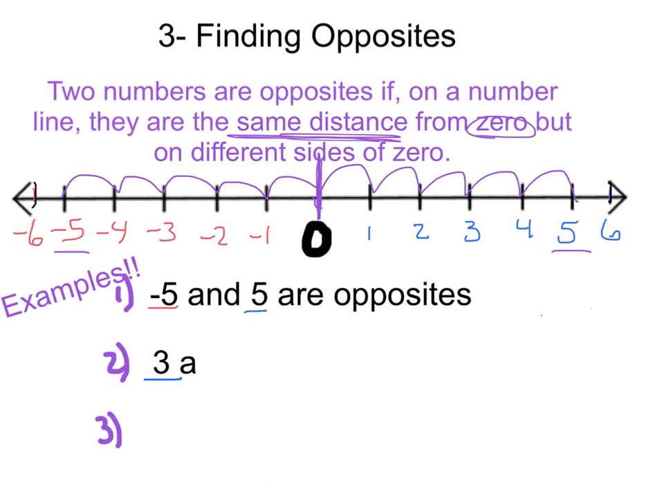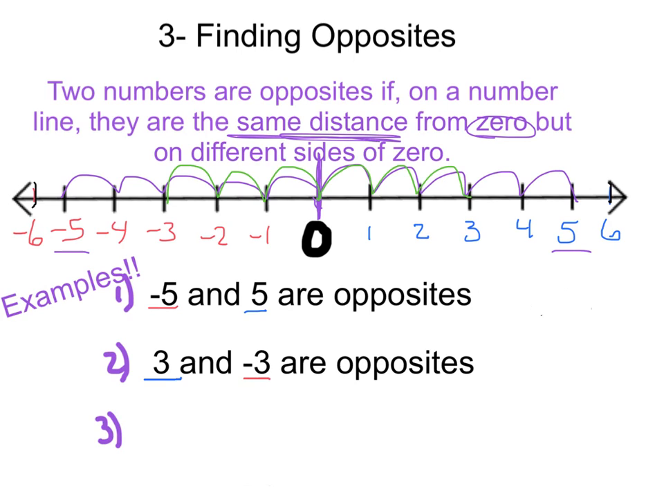Now let's talk about a different example. 3. What could be the opposite of 3? Well, we could start at 0 and go 1, 2, 3. Now I want to go the same number of spaces, but I want to go to the left instead of to the right. So 1, 2, 3. So the opposite of 3 is, you guessed it, -3.